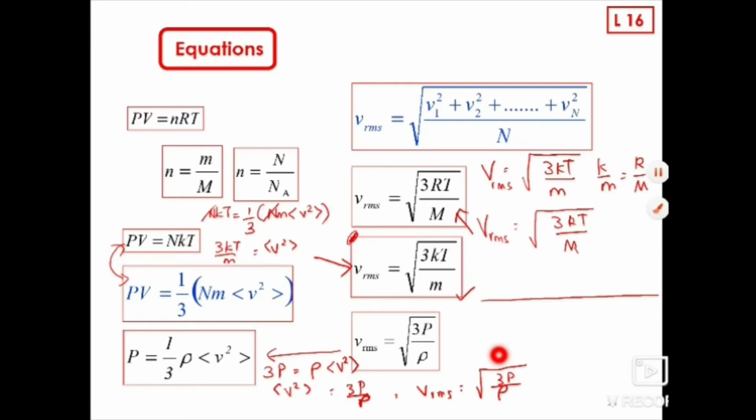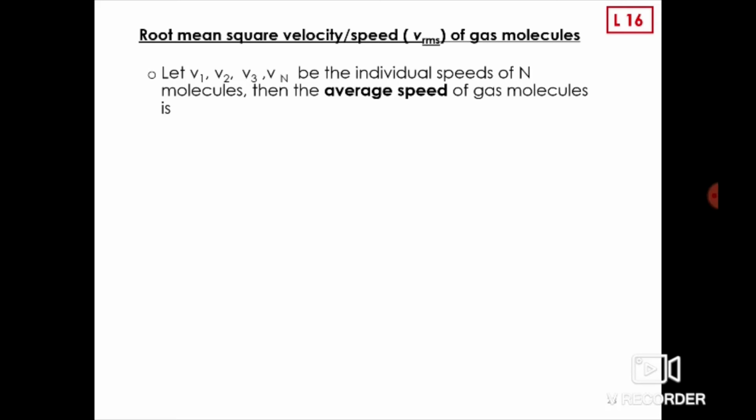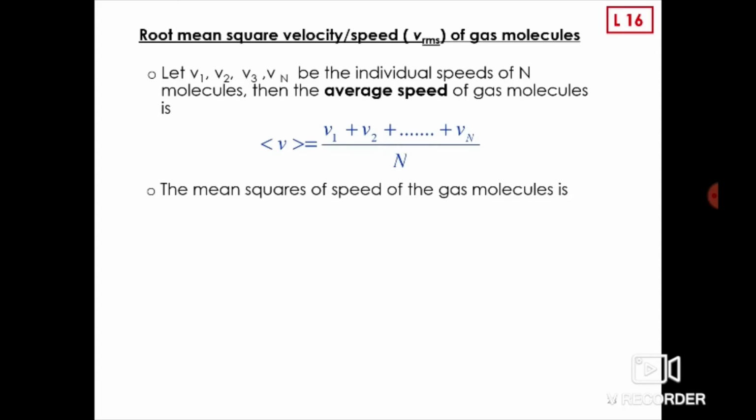Okay, now let's discuss the root mean square velocity or VRMS of gas molecule. So let's see, we have n number of molecules. Every molecule moves with velocity v. So that's why here we label as V1, V2, V3 and so on. Then we find the average speed of the molecules. So we get V average equal to V1 plus V2 plus V3 and so on, divided by n number of molecules.